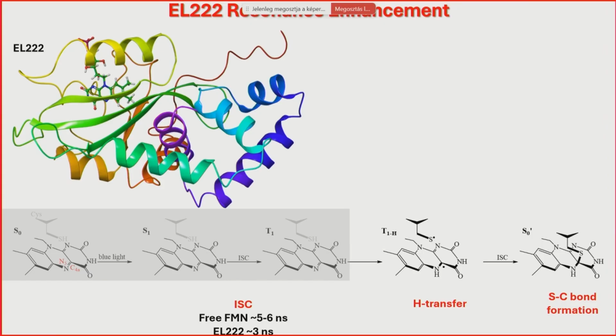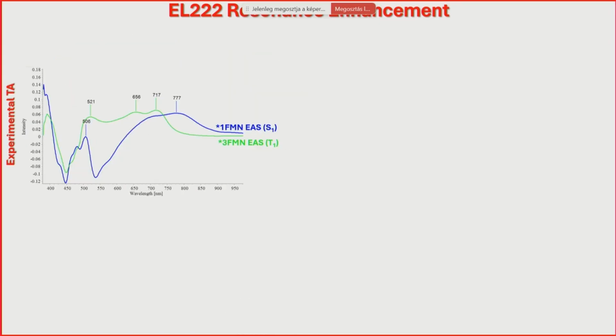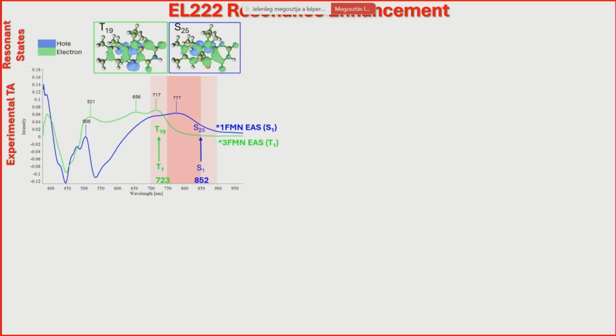I think Przemysław showed us some nice pictures of the structure of an analogous LOV domain with this adduct here. So again, we took the evolution-associated spectra, which are very similar to the free FMN. Here's the resonance window. And calculations give us two transitions within that window, one for triplet, one for singlet. Both of them are charge transfer states from the cysteine to the isoalloxazine pi system.